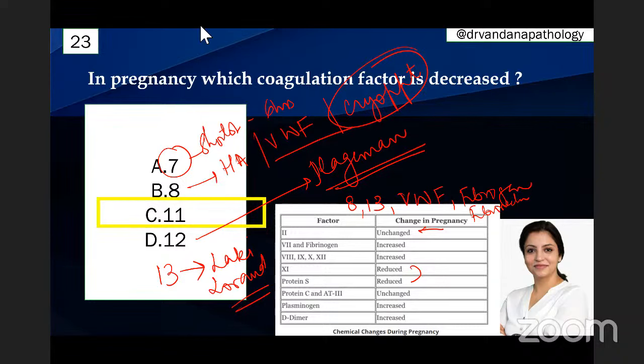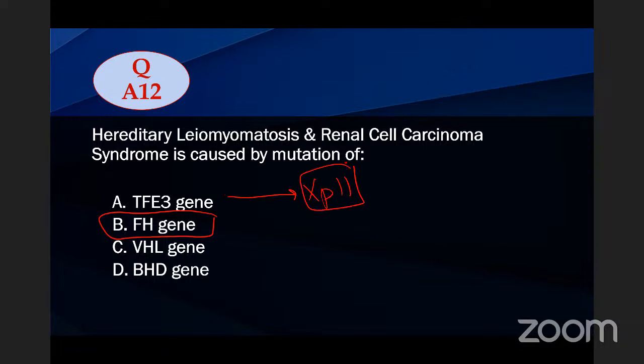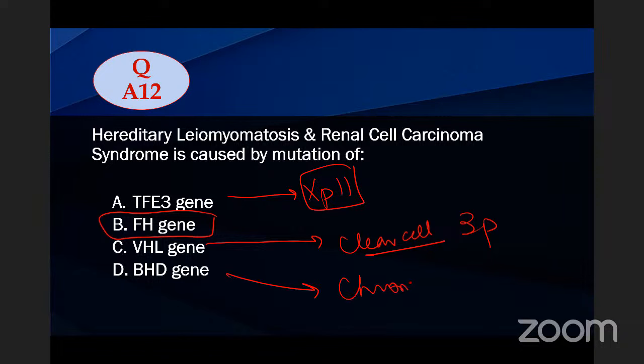Okay, guys. So once you're very clear with this, you should know the next thing. So who's going to tell me this? Hereditary leiomyomatosis and renal cell carcinoma syndrome is caused by mutation of the fumarate hydratase gene, guys. So gene mutations are very, very common. So the TFE gene is seen in Xp11 renal cell carcinoma, which is a mixture of clear cell and papillary and usually occurs in the young. The VHL gene typically produces clear cell carcinoma of the kidney, which is the most common cancer, and it is a 3p mutation. And BHD is basically Birt-Hogg-Dube. It is typically seen in chromophobe RCC.